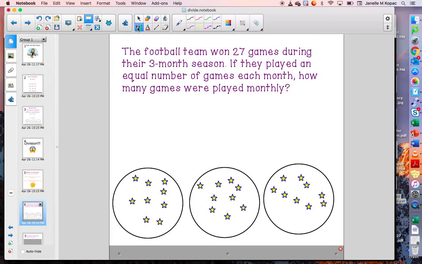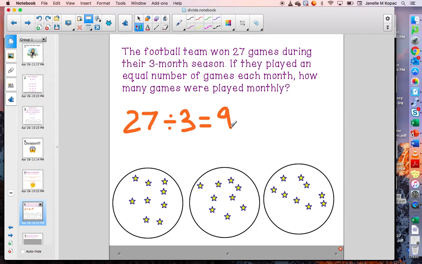So that means my math problem, 27, here is the division symbol, divided by 3 equals 9. So that means they played 9 football games each month.